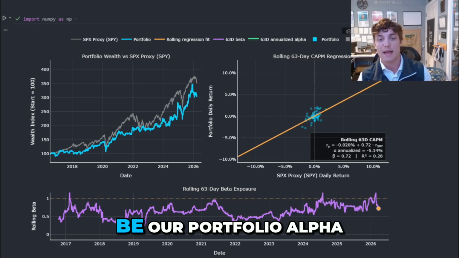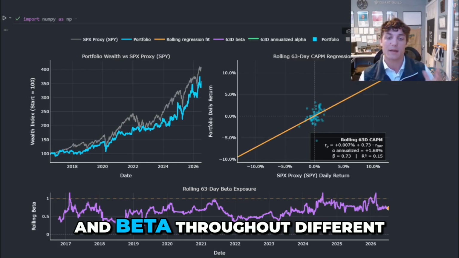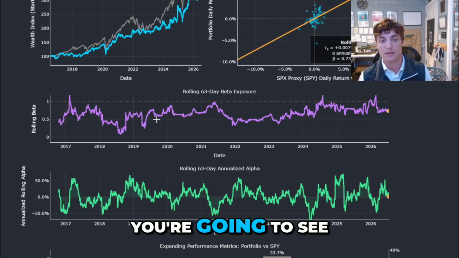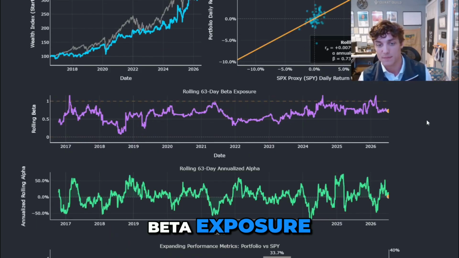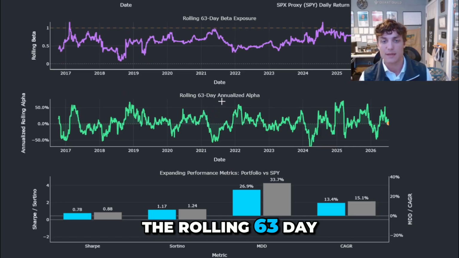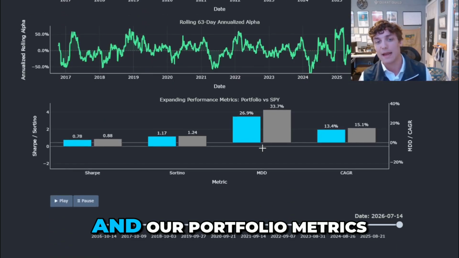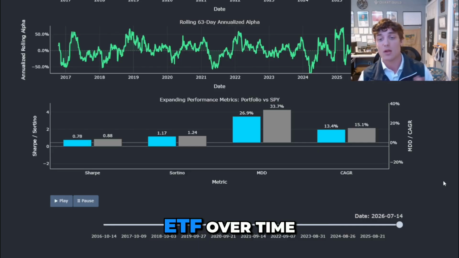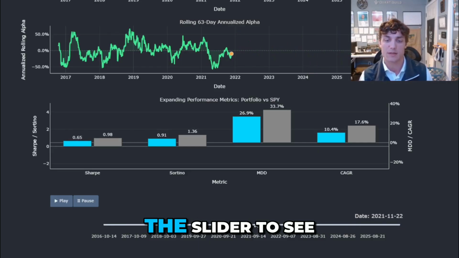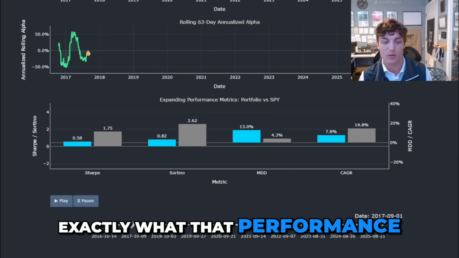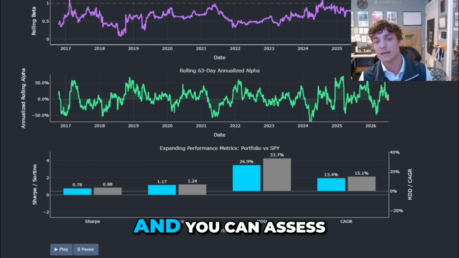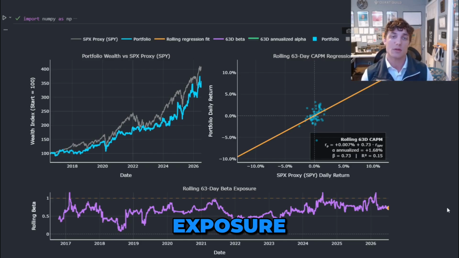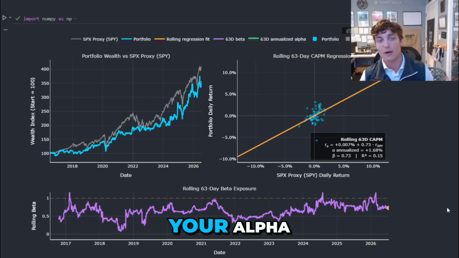Charts is going to be our portfolio alpha and beta throughout different points in time over the last 10 years. You're going to see the rolling 63-day beta exposure, the rolling 63-day annualized alpha, and our portfolio metrics relative to the SPY ETF over time. And you're going to be able to adjust the slider to see exactly what that performance is over time. And you can assess effectively your overall market exposure and your alpha.